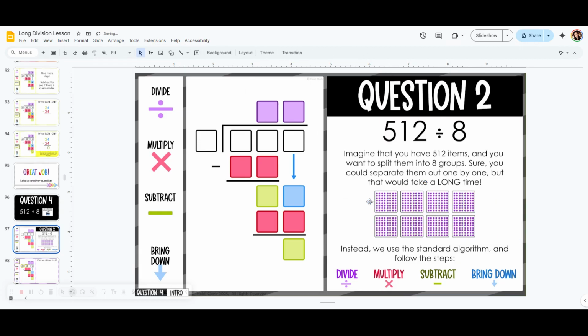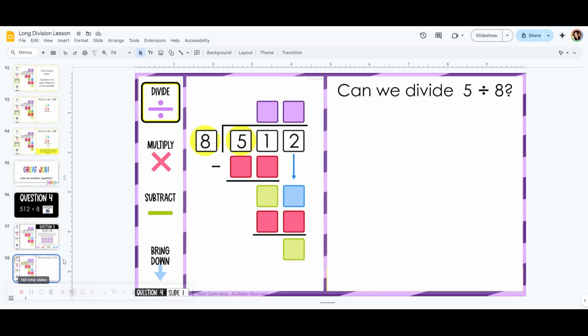So if we take a look at it here, you could take 512 dots and go one for you, one for you, one for you, etc., into 8 groups. And the answer, the quotient, is how many are in each group. This takes a long time. So we use the standard algorithm because it's faster. You just divide, multiply, subtract, bring down. Purple, red, green, blue. Let's get started.